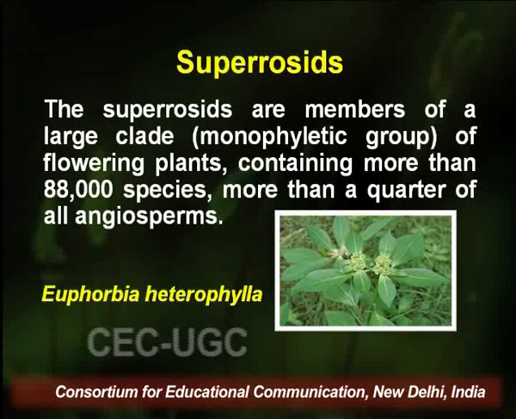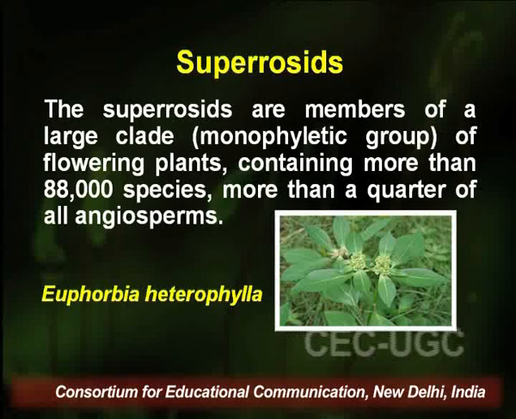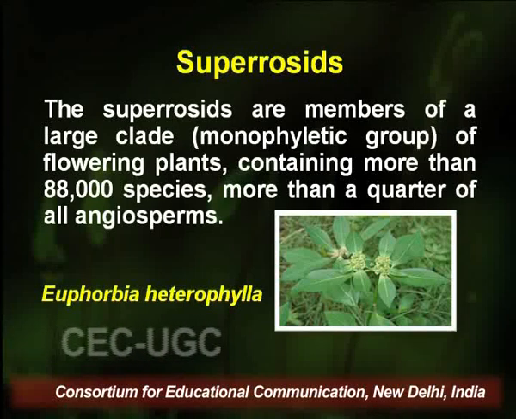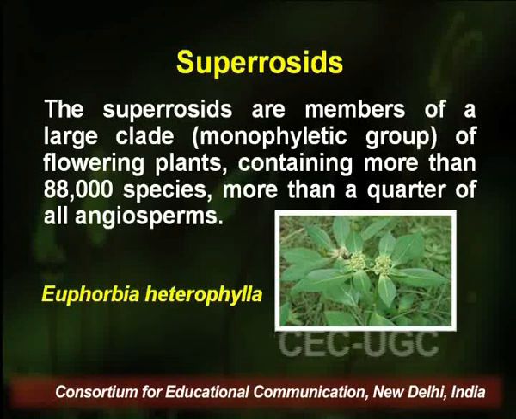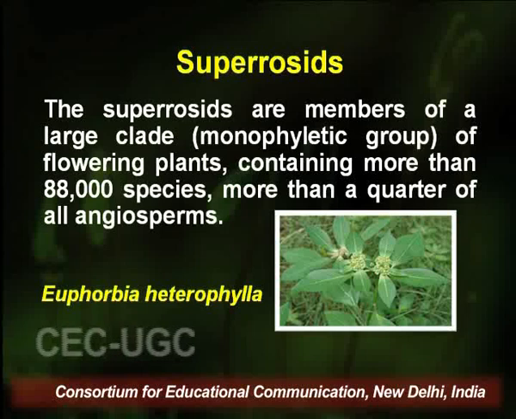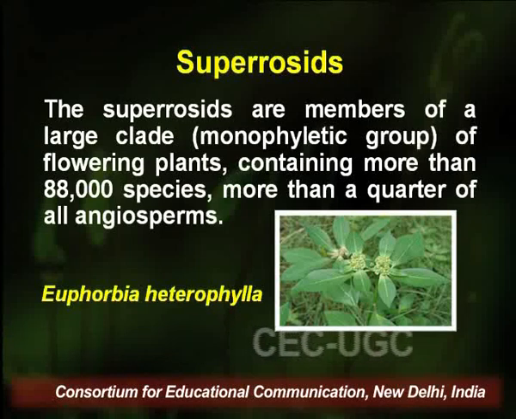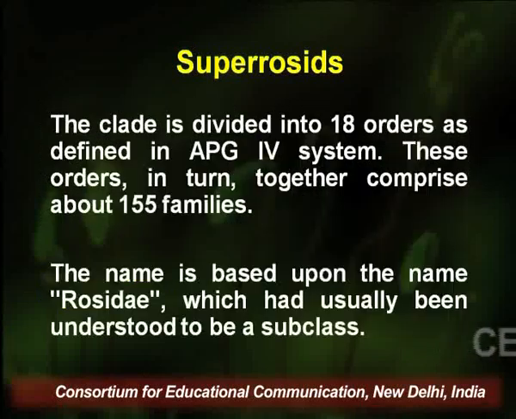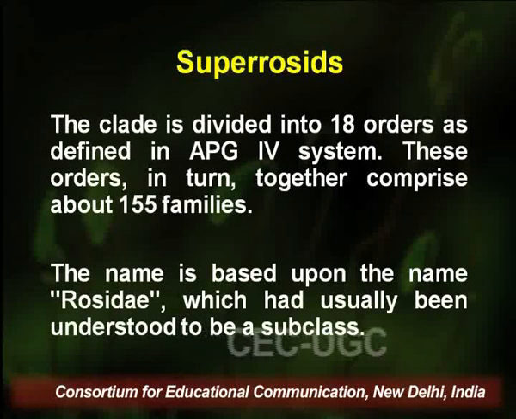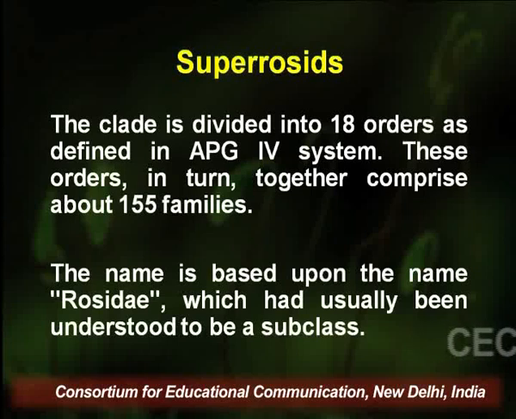Now, moving on to superrosids. The superrosids are members of a large clade, monophyletic in origin, of the flowering plants, containing more than 88,000 species, which forms more than a quarter of all the angiosperms. You can see the photograph of Euphorbia heterophylla, which is basically placed in superrosids. Now, the clade is divided into 18 orders as defined in the APG4 system, and these orders in turn together comprise about 155 families. The name is based upon the name Rosidae, which had usually been understood to be a subclass.